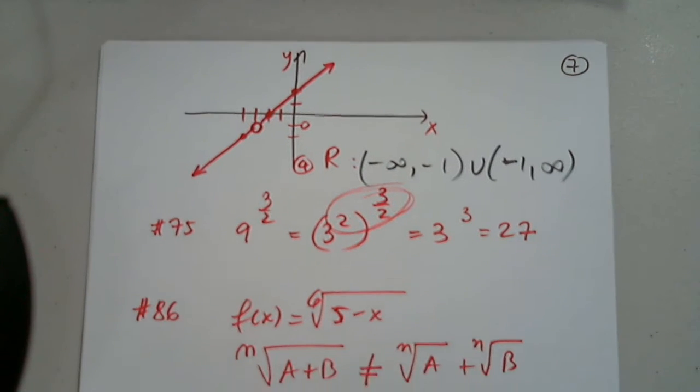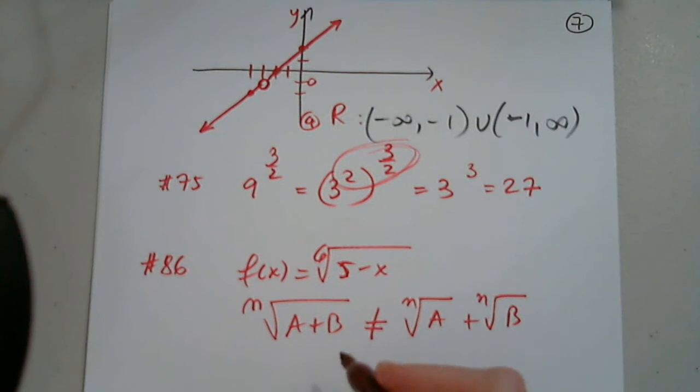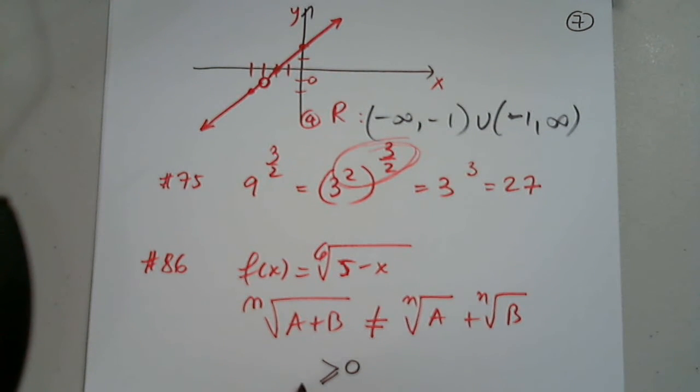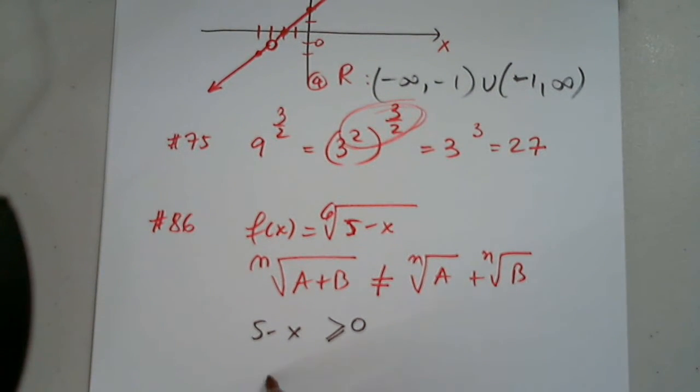We're asked to find the domain. What did we say last time about the domain? If it's even, it's either 0 or positive. What is inside the root? So negative x greater or equal to negative 5. We divide or multiply by negative 1.